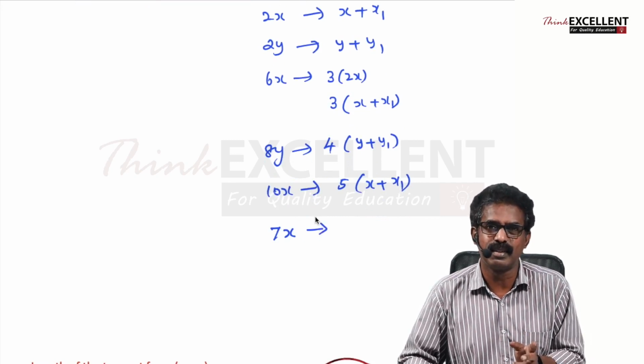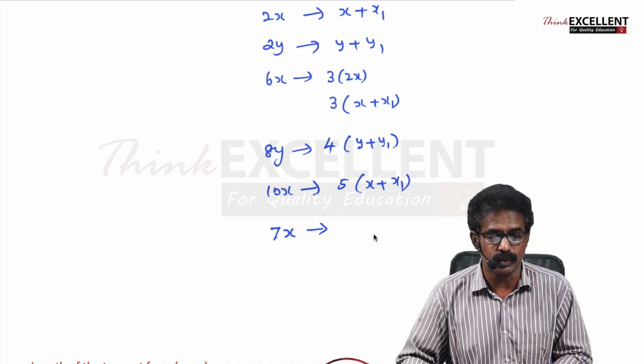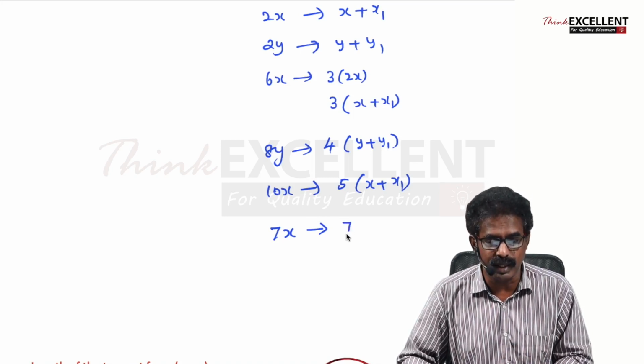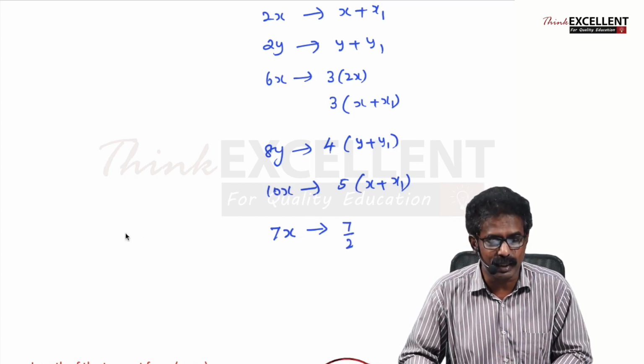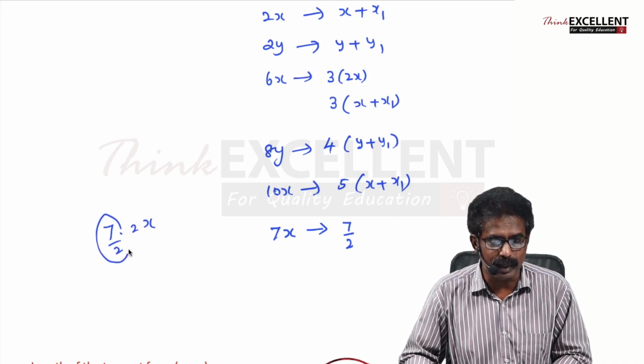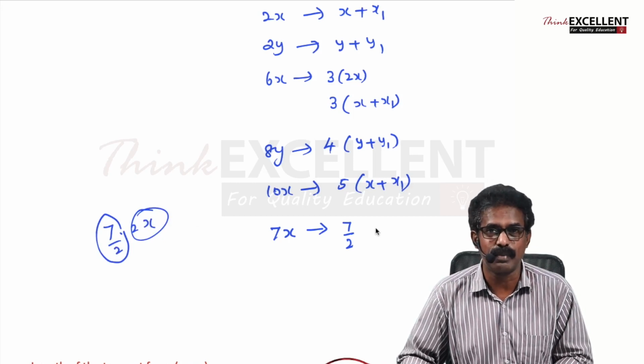Half of that, 3.5, don't write like that, okay? So you multiply by 2 and divide by 2. So divide by 2, 7 by 2, multiply by 2, 2 into that x. Are you able to understand? 7x we have, you multiply by 2, divide by 2. This 7 by 2 I am writing as it is, 7 by 2. This 2x, x plus x1. Are you able to understand?